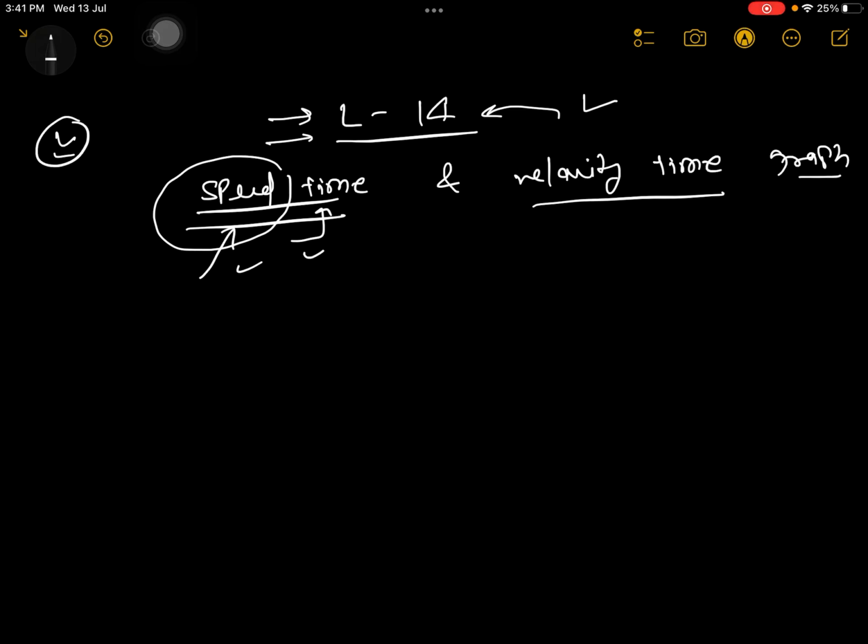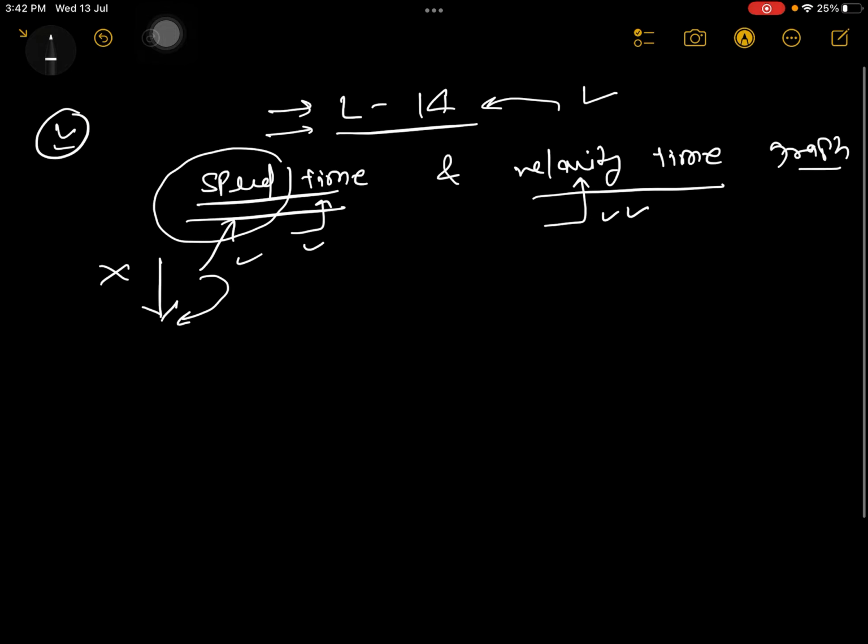Both are scalar quantities. So first thing you should keep in mind, your graph will never go in the negative direction. Your graph will never return back. But in velocity time graph, velocity is a vector quantity, so it is possible. The graph can go back, the graph can go negative. Let's understand what I mean.